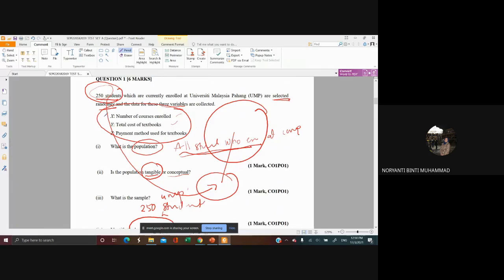Number of courses enrolled. I want to ask you, number of courses enrolled. So when we talk about courses enrolled, it can be subject lah kan? Applied stat, applied calculus, safety ke, alright? But now the variable is number of courses. So when they ask you number of courses, your answer here will be what? 30, 20, 10, betul tak?